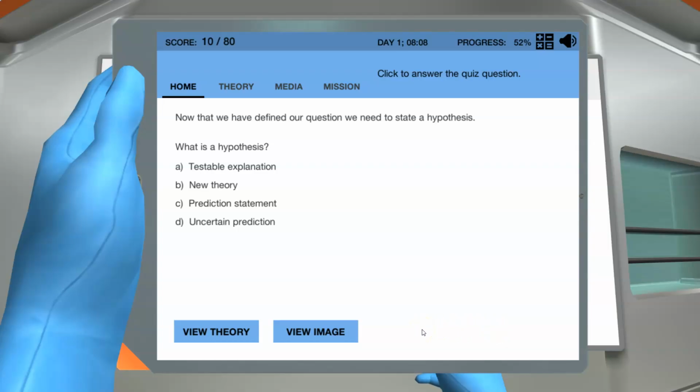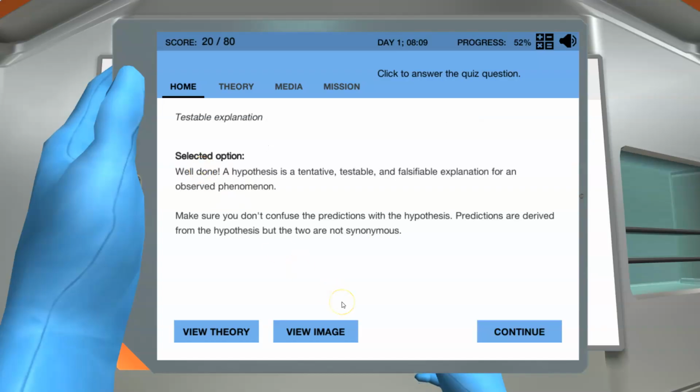What is a hypothesis? Well done. A hypothesis is a tentative, testable, and falsifiable explanation for an observed phenomenon. Make sure you don't confuse the predictions with the hypothesis. Predictions are derived from the hypothesis, but the two are not synonymous.